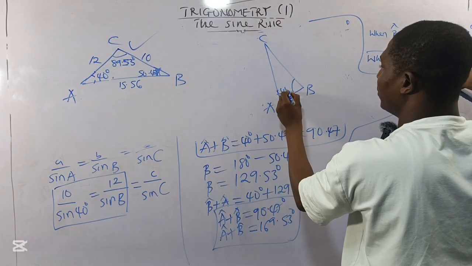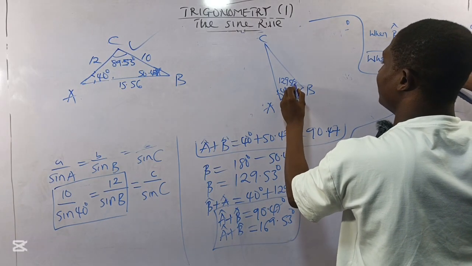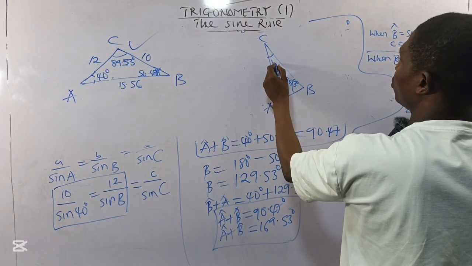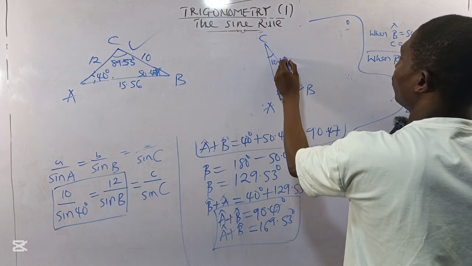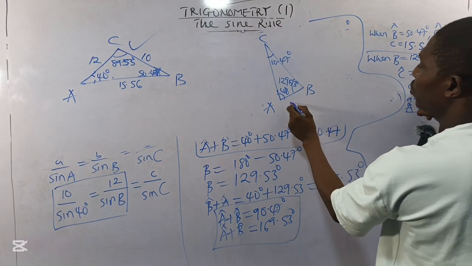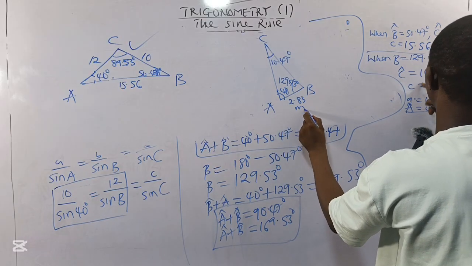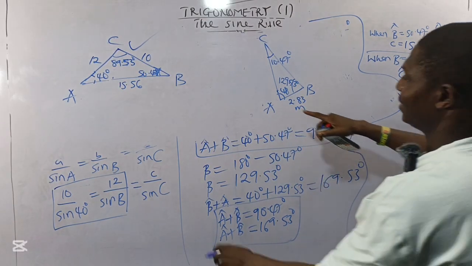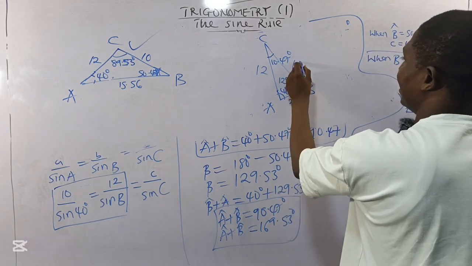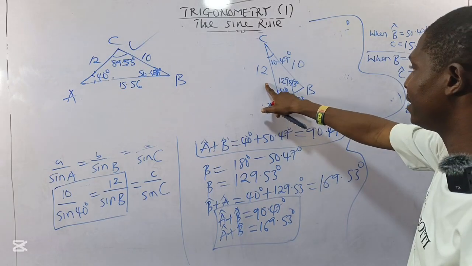A is 40 degrees, and B is what? 129.53 degrees, and this is my last angle, which is what? 10.47 degrees. And this is my side C this time, which is the smallest, 2.83 meters. Here's my side B. My side B remains what? 12. And my side A is what? 10.